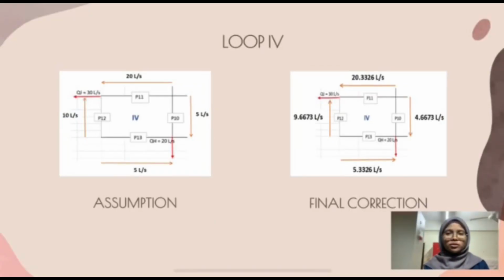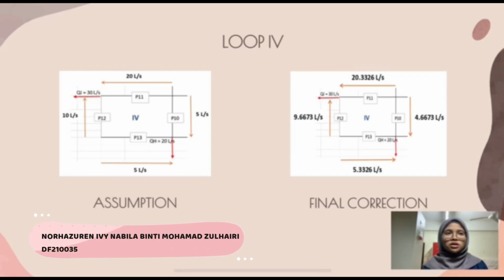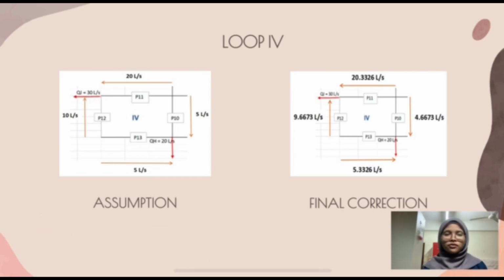Assalamualaikum warahmatullahi wabarakatuh. I am Nur Hazrin Ivy Nabila binti Muhammad Zuhairi, matric number BFC10403, and I would like to present about the calculation for loop 4. In each loop, we need to calculate the value of K, H over Q, and lastly the delta Q using different formulas. In loop 4, we assume the flow rate for pipe 10 is 5 liters per second, for pipe 11 is 20 liters per second, for pipe 12 is 10 liters per second, and lastly for pipe 13 is 5 liters per second. The assumed flow rates are used for trial 1 to get the delta Q, and we repeat the same steps until the value of delta Q becomes 0.